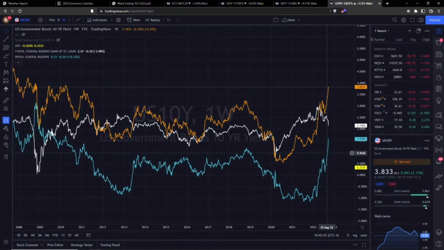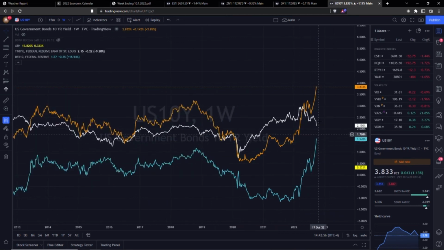So as we see breakevens come down, we see that spread increase. Now, what that basically is telling you is real yields are rising. Obviously, nominals are up too. But the reason real yields are rising is because breakevens are off their highs.